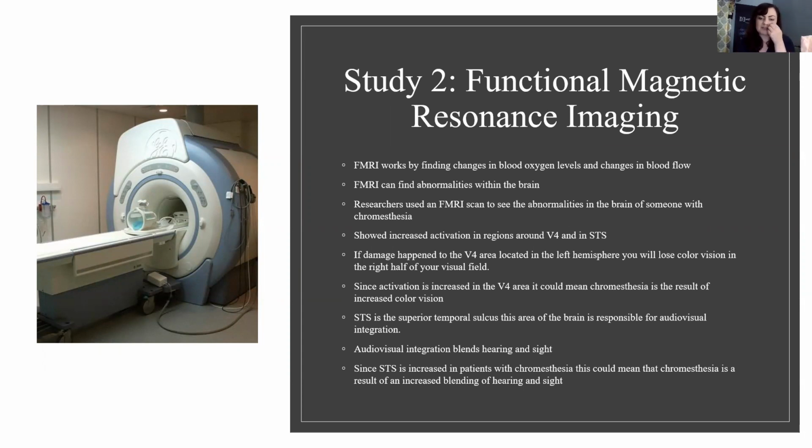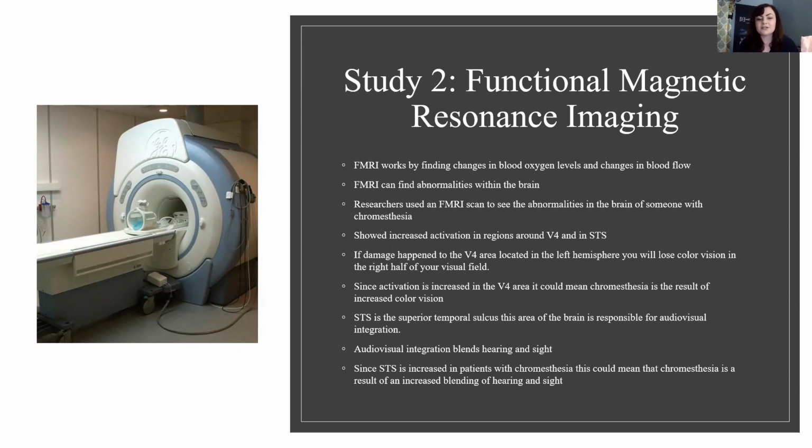If damage happened to the V4 area located in the left hemisphere, you'll lose color vision in the right half of your visual field. Since activation is increased in the V4 area, it could mean chromesthesia is the result of increased color vision.